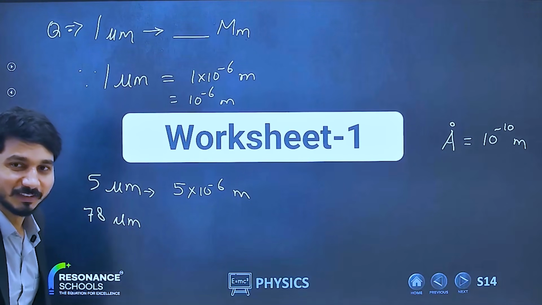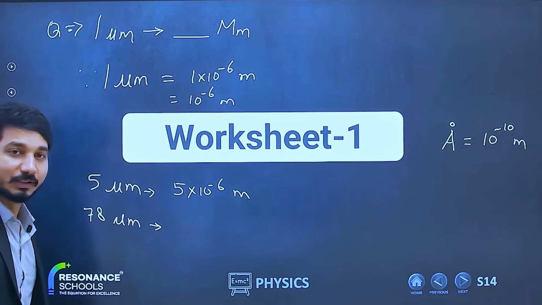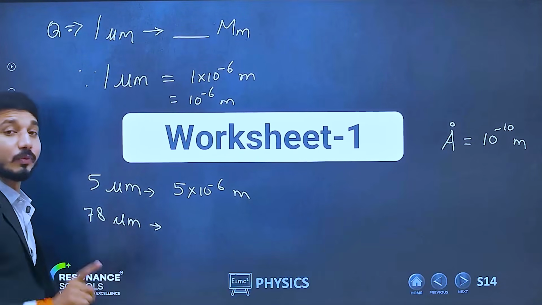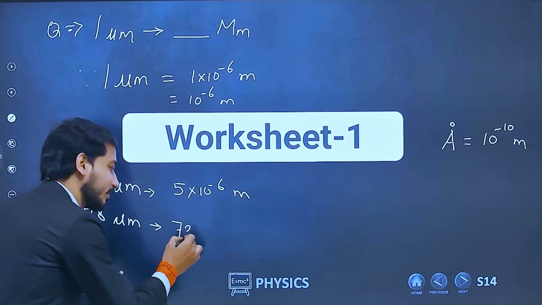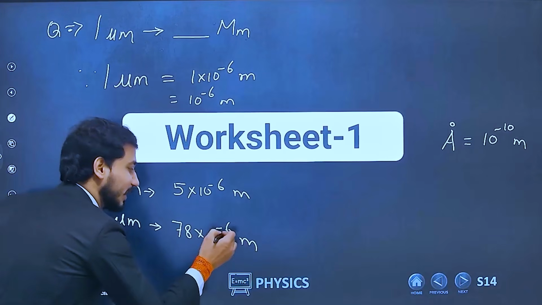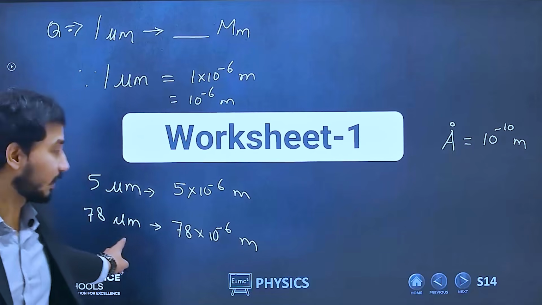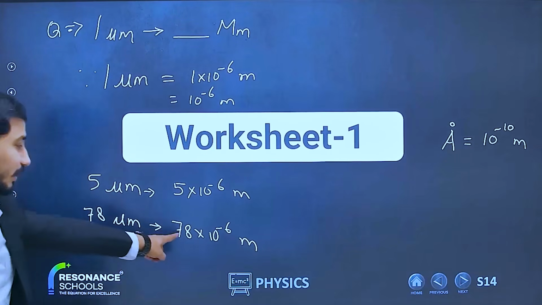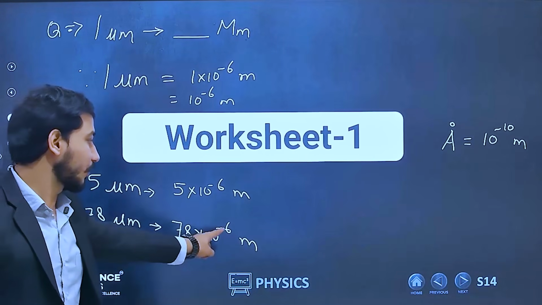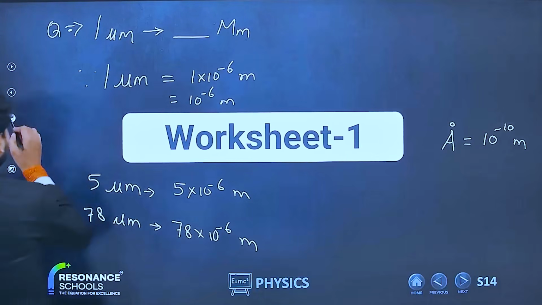Next, if it is written 78 micrometer, try to understand. What do we have to do? Just write 78 and multiply it with 10 to the power minus 6. This is the answer in meter. This is the meaning of 5 micrometer. In 78 micrometer, how many meters are there? 78 into 10 to the power minus 6 meter. First step. Clear? Now see. Next.